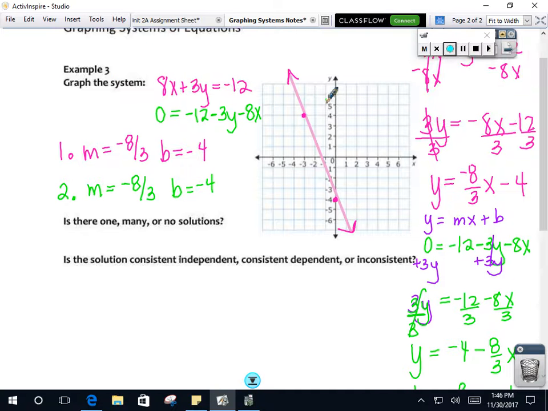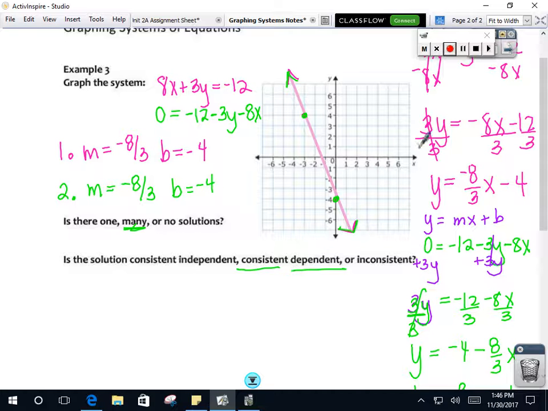So when you graph it, isn't it going to be the exact same graph? Which means it has how many solutions? Infinitely many, because think about it. Solutions are created when points intersect. Well, isn't every single point going to intersect because they're the same line? And what do we call that? Consistent dependent.